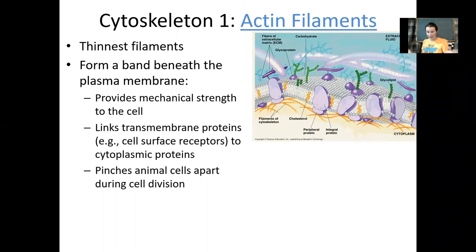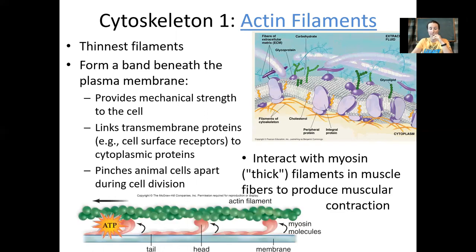This provides mechanical strength to the cell. It helps to attach the proteins that are spanning the entire phospholipid bilayer. And in cell division, so meiosis and mitosis, this is going to help to separate those cells. Also, something that you are going to become very familiar with in just a few short weeks, actin filaments, even though they are the thinnest, are responsible in part for moving our entire body, our entire organism itself.